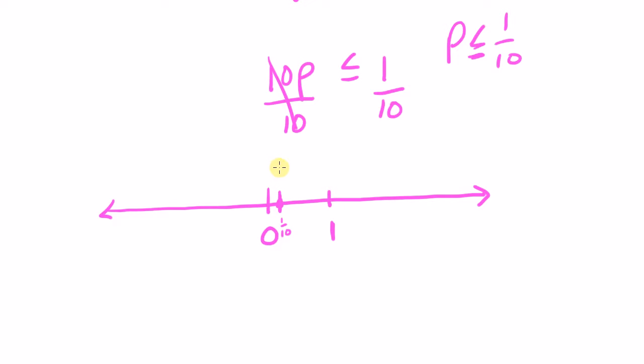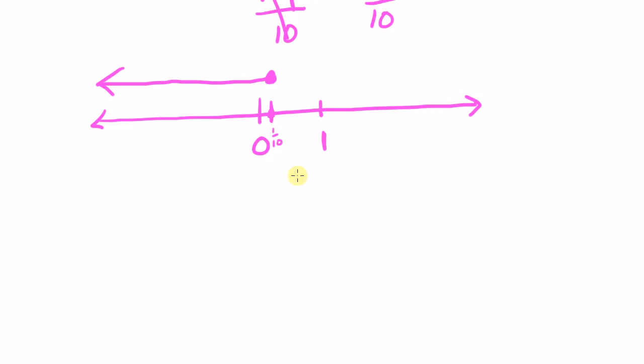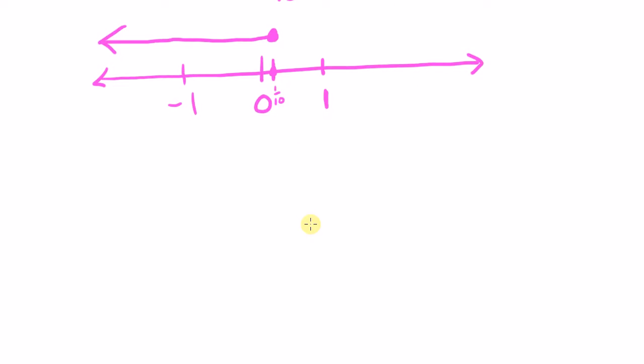And it does say equal to, so I'm going to use this closed dot. It has to be less than or equal to, and I'm going to draw that line there, and I would say that this is the graph of my solution. And we'll do it in interval notation. Interval notation would be, like I said, I read it left to right, from negative infinity to 1/10, including.